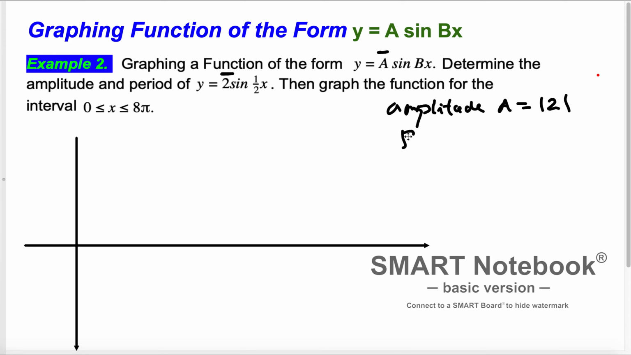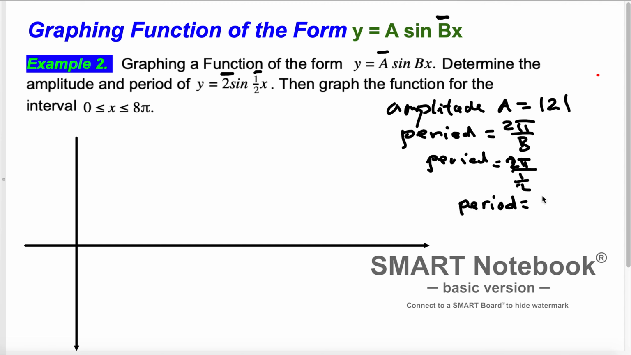To find the period of this function, it is going to be 2 pi over b. But in our case, the b is here 1.5. And now the period is going to be equal to 2 pi divided by 1.5. And if we do a little bit of algebraic work here, the period is going to be equal to 4 pi.